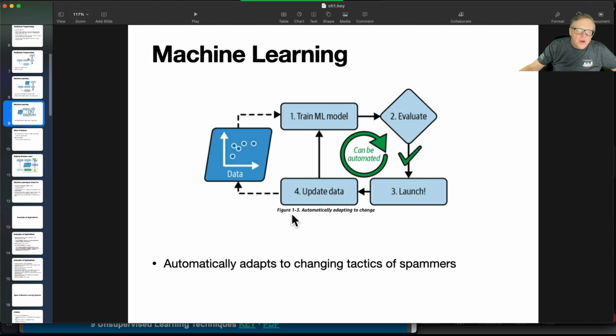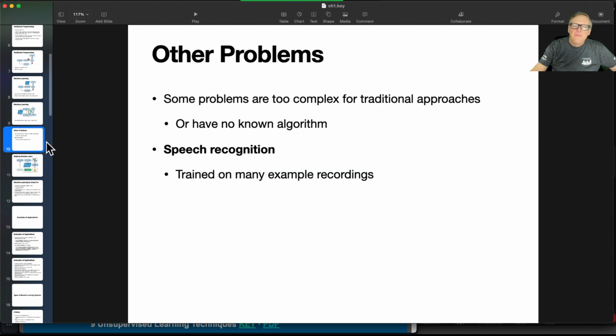So that's the issue. You can automatically update it. And the other thing is, there are problems that are too complex for traditional approaches, like protein folding. Nobody's found any algorithmic way to do that, but they have been able to do it with machine learning.